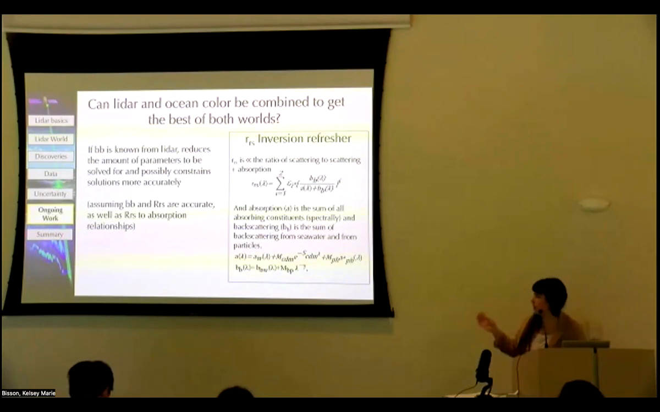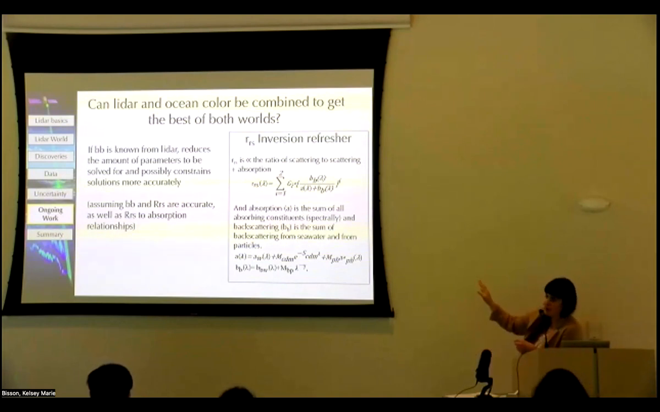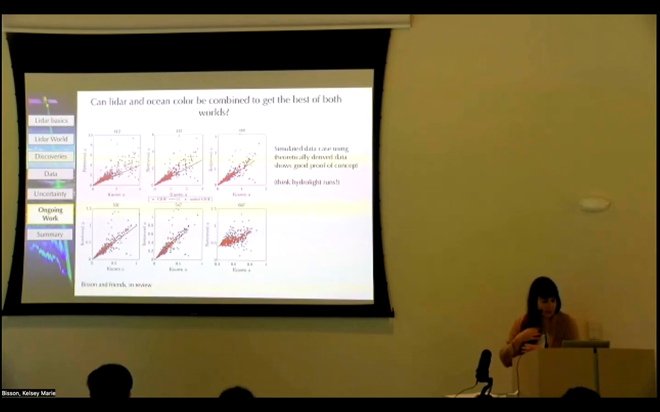But again, the idea is, if Ocean Color is an inverse problem, we have remote sensing reflectance. If we know backscattering well from LIDAR, that eliminates one parameter to be solved for in the inversion. And then in theory, we could possibly have a better absorption product. I've tested that in a simulated case, basically runs that were generated by Hydrolite to conduct independent backscattering, remote sensing reflectance, and then absorption.